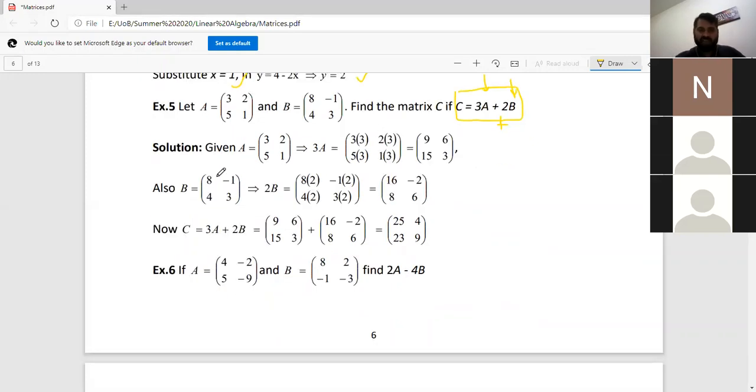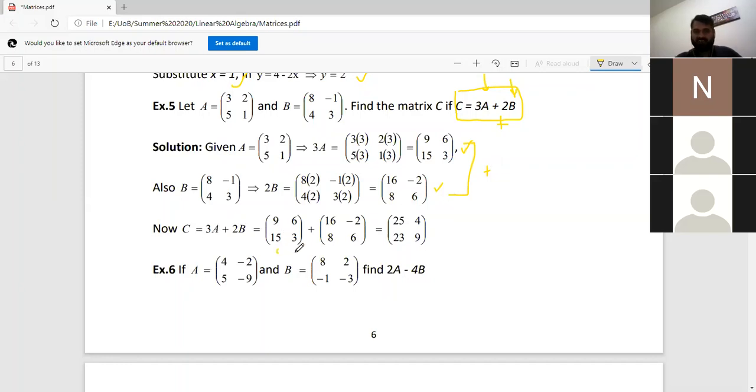So if you calculate 3A, what does that mean? I have to multiply 3 with every element inside. Then 2B means multiply 2 with every element of B. Now I will add these two resulting matrices to get C. So your C is 3A plus 2B.